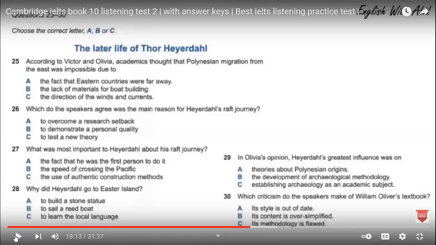Okay. The use of authentic construction methods. Okay, let's go forward. But what he wanted to do was talk to the local people about their old stone carvings and then make one himself to learn more about the process.